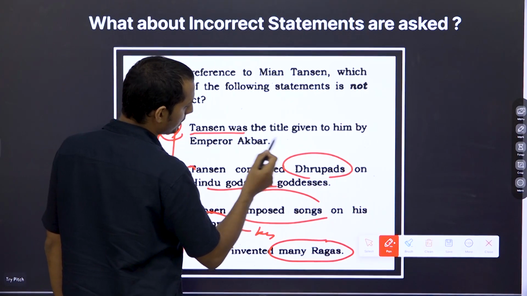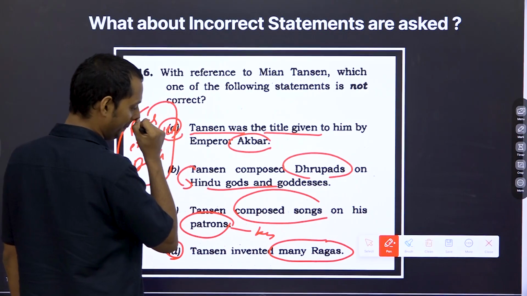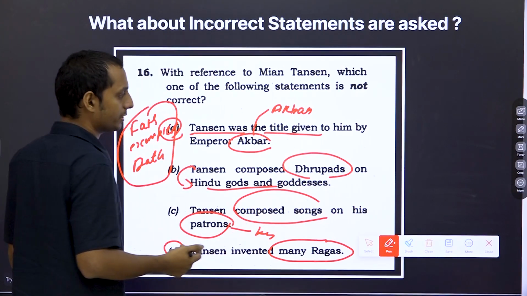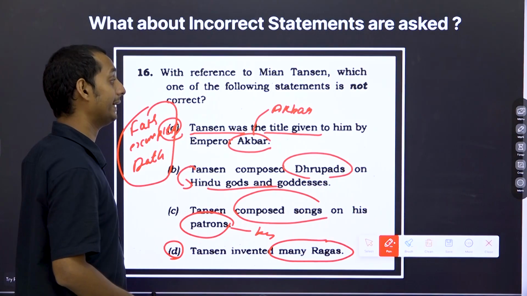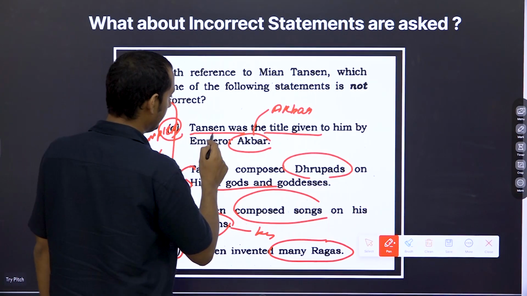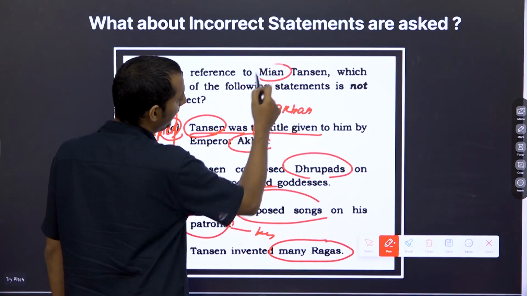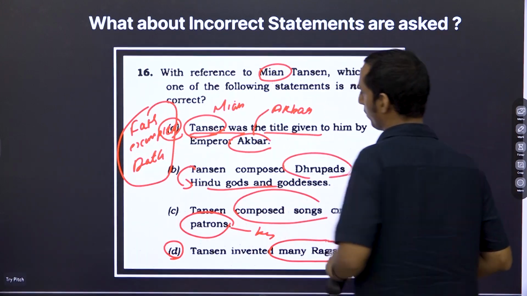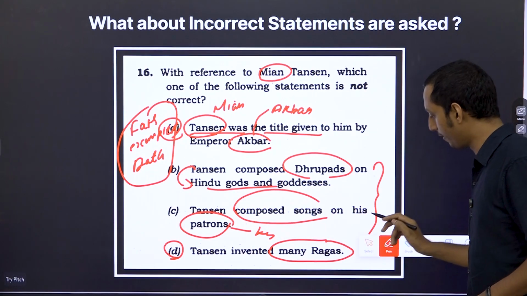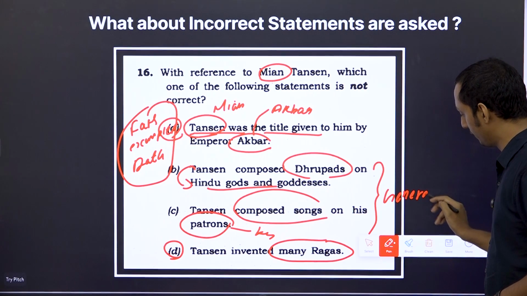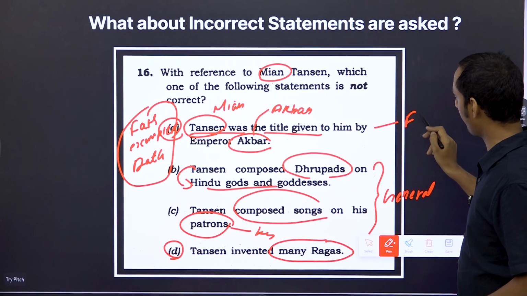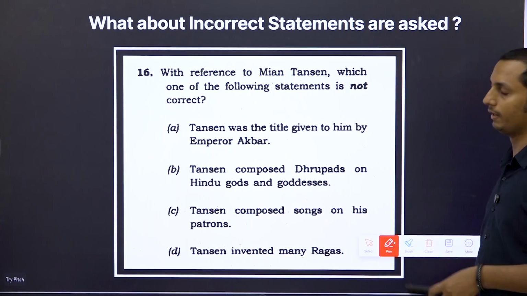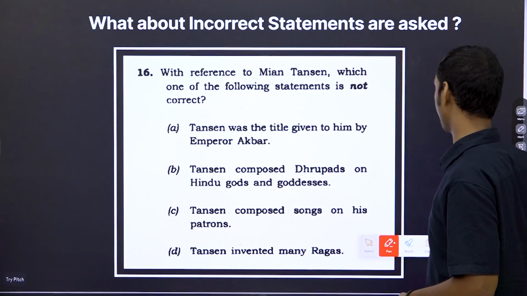Here, Tansen was the title given to him by Emperor Akbar. Now here, it might not be Emperor Akbar. It can be Shah Jahan, Humayun, or any other king. Or else, Tansen was not the title; maybe Mian was the title given. Since there are multiple facts which can go wrong here, and all the other three statements are very general, they cannot be incorrect. Only this statement has certain facts in it, therefore it can be incorrect. So you go for statement A, which is the incorrect option here.